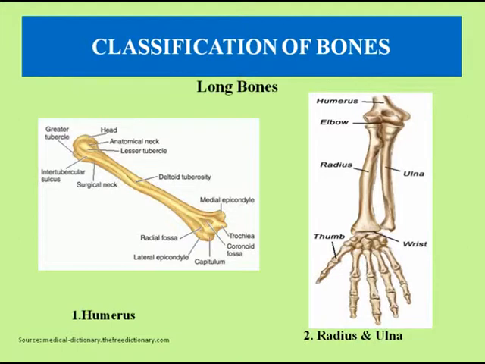Anatomically, it connects the scapula and the lower arm, and consists of 3 sections. These 3 sections are the upper extremity, which consists of the rounded head, tubercle, intertubercular sulcus, and surgical neck; the middle extremity, which consists of the deltoid tuberosity; and the lower extremity, which consists of the medial epicondyle, trochlea, coronoid fossa, capitulum, lateral epicondyle, and radial fossa.